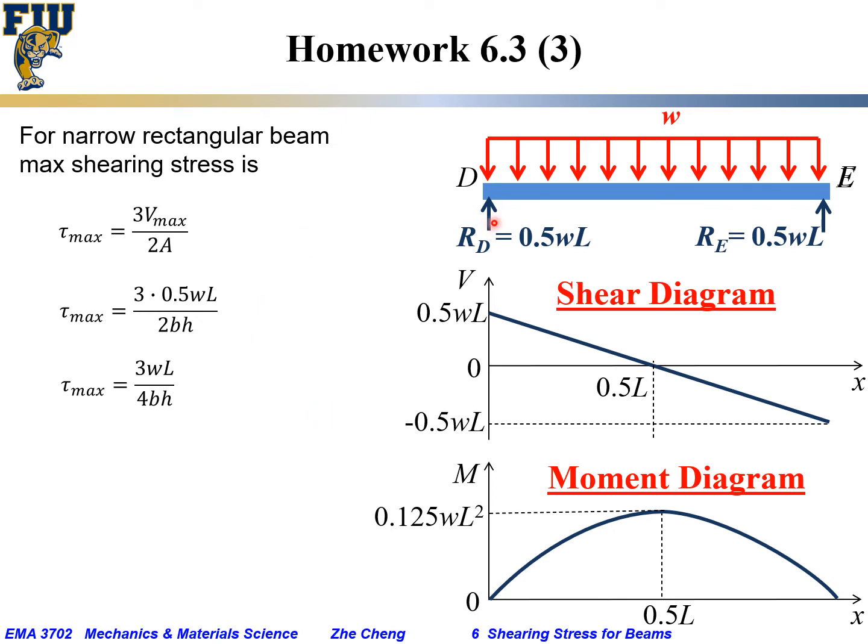Now, for such a simply supported beam, the maximum shear occurs either at D side or at E side, and that value would be 0.5 WL. So you plug the number in, and the maximum shearing stress would be 3 times 0.5 WL over 2A. A would be the normal cross-section area, which is b times h. So simplifying, 3 we keep, 1/2, and 2, it will be 3/4 WL over bh. Okay, so this would be our maximum shearing stress when we consider the shear diagram.